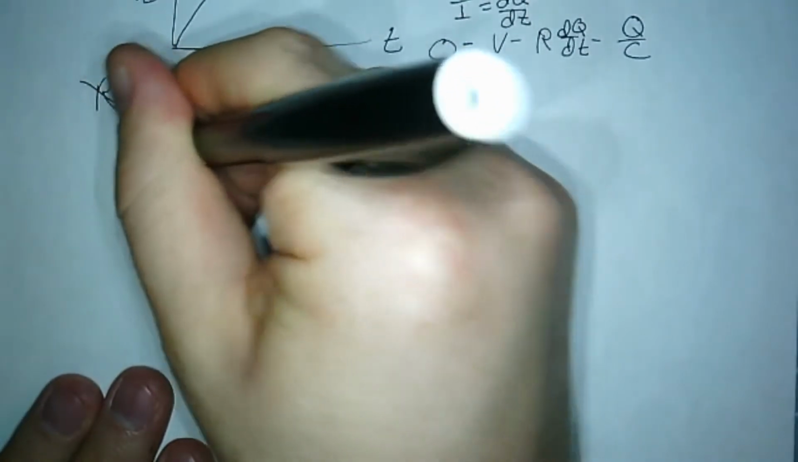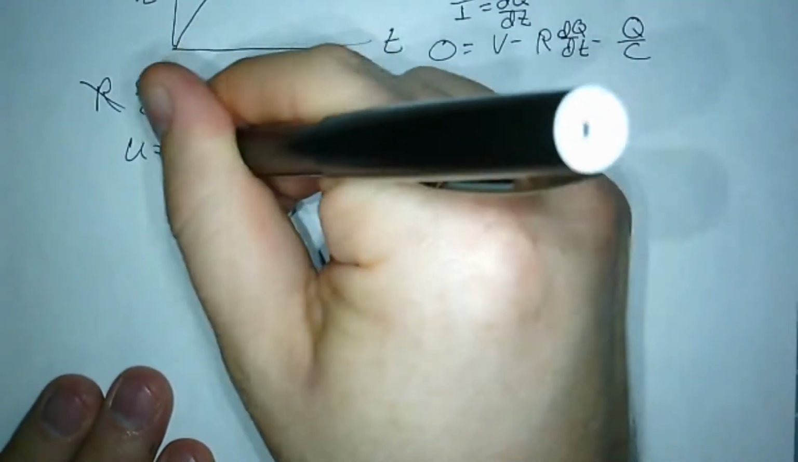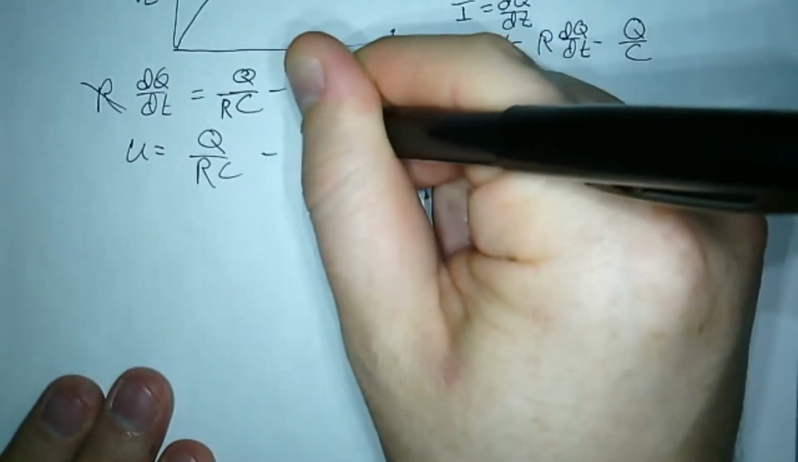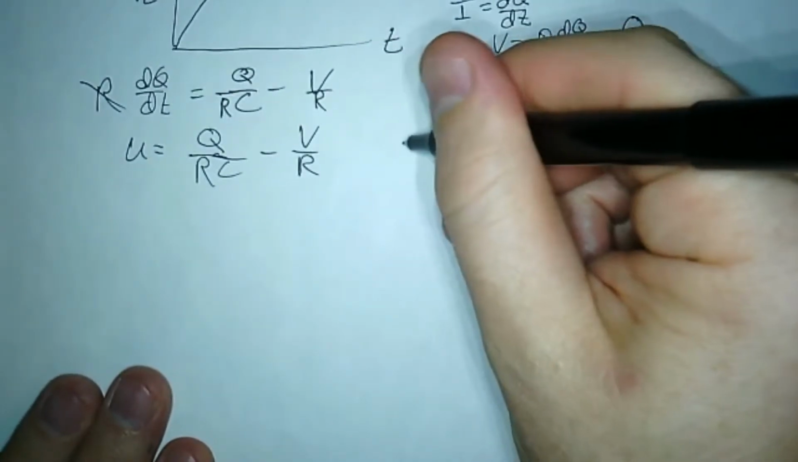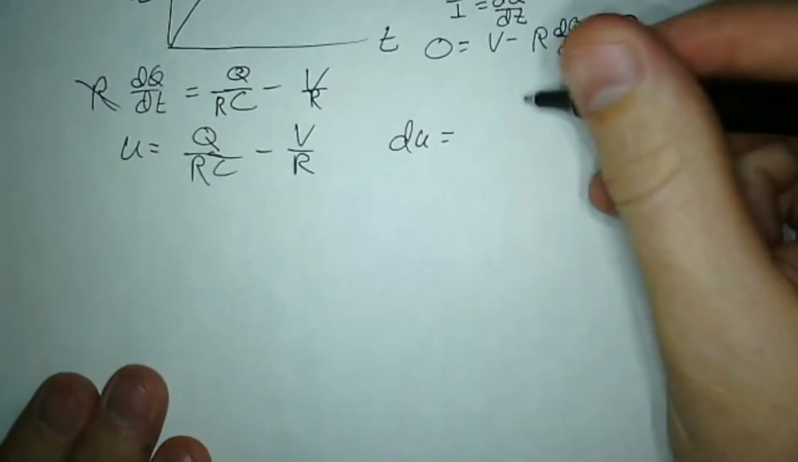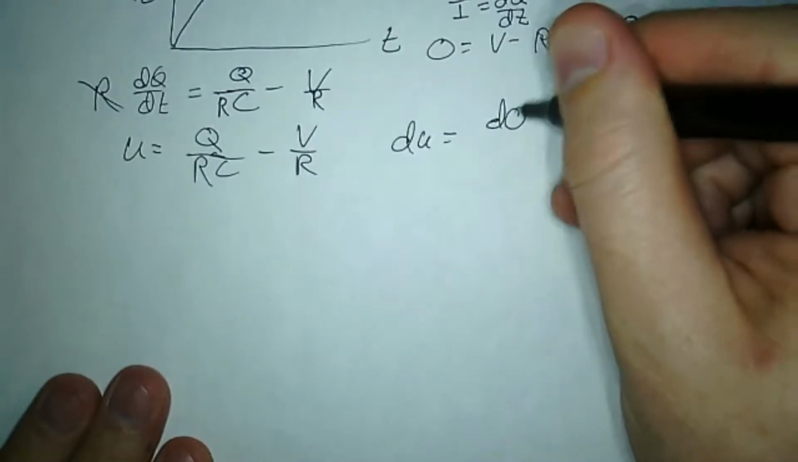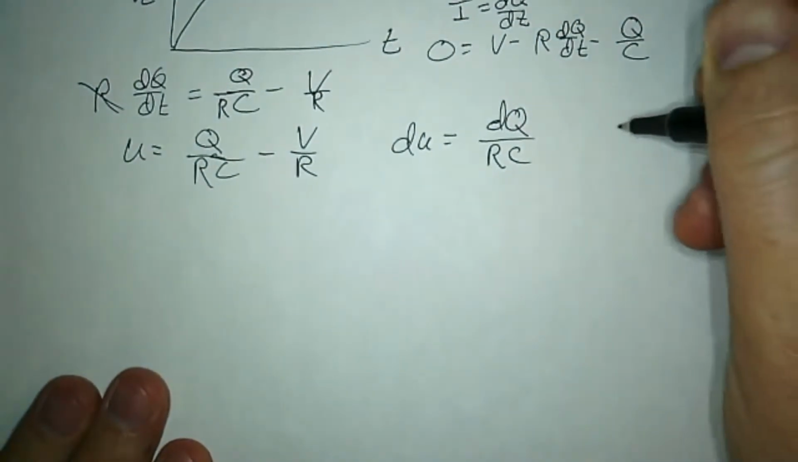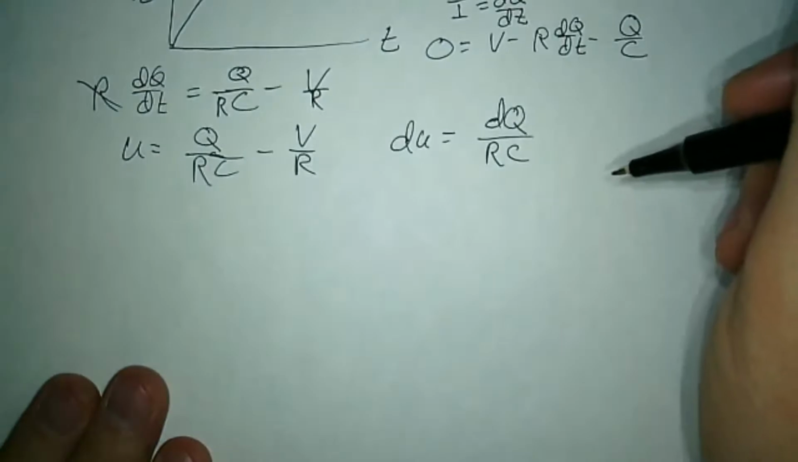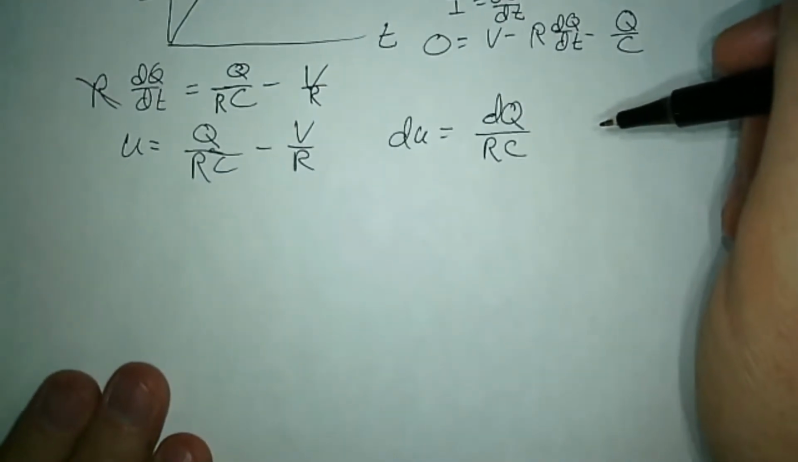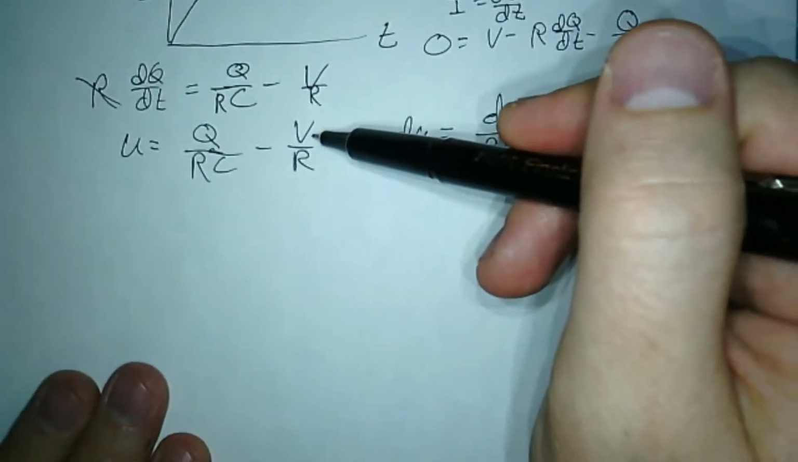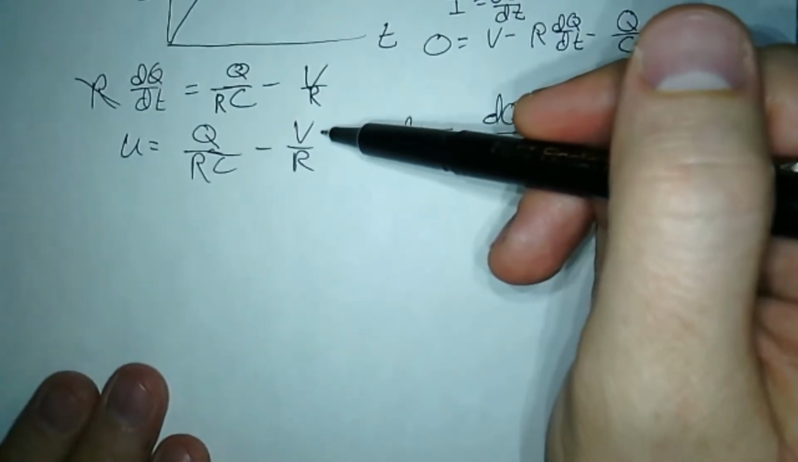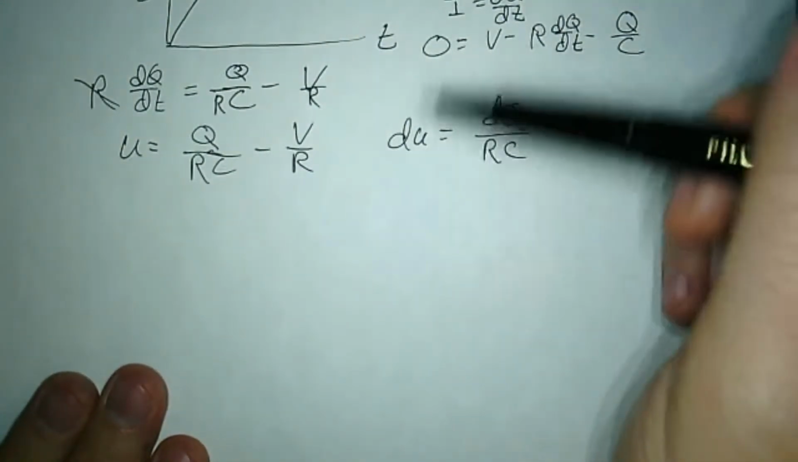So I would like to say that U equals Q over RC minus V over R, which means then that du will equal dq over RC, right? Because this doesn't depend on U, so I don't do it. And I know you might look at this and say, oh, well, this changes, but this is the voltage applied by the battery. Maybe I should have called it EMF, but that's going to be constant.